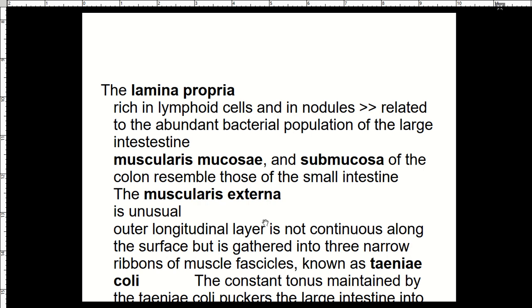But the muscularis externa is very unique. It is the outer longitudinal layer that is very unique, right? This outer longitudinal layer is gathered into 3 narrow ribbons of muscle fascicles called taenia coli. So you're going to see these taenia coli found on the muscularis externa. 3 bands of smooth muscle.